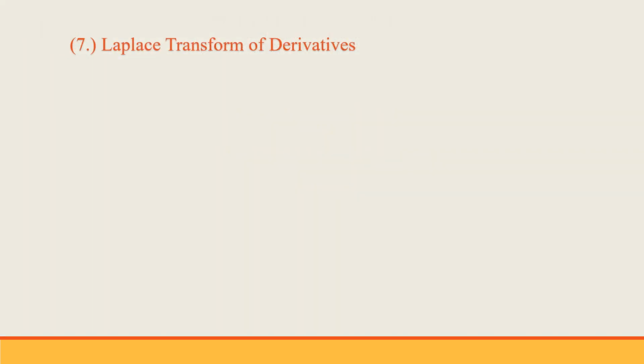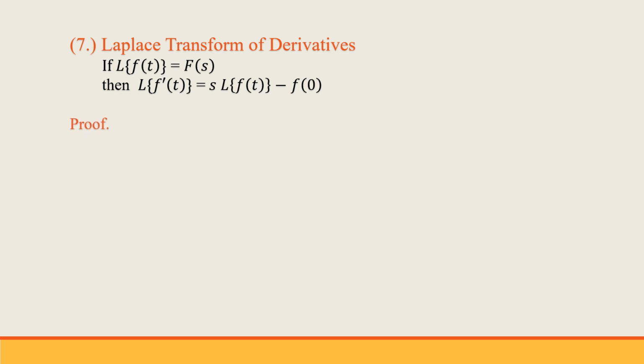The first one is the Laplace transform of the derivatives, that is, the Laplace transform of the derivative of a function. It states that if the Laplace transform of the function f(t) is F(s), then the Laplace transform of f'(t) is equal to s into Laplace transform of f(t) minus f(0). Let's see how we can prove it.